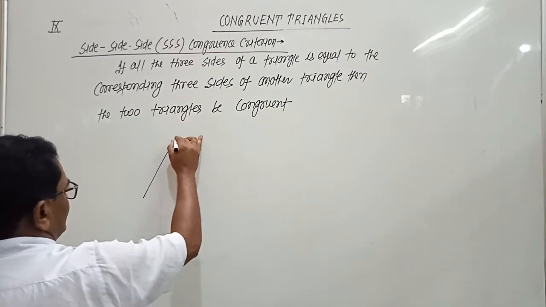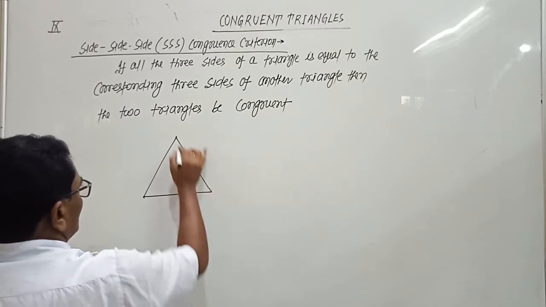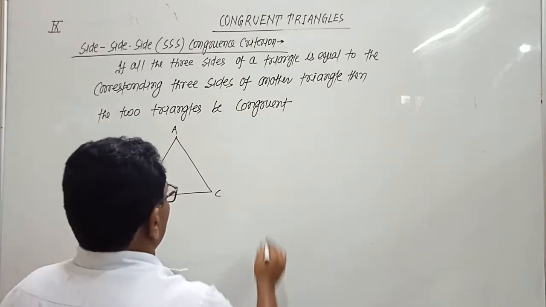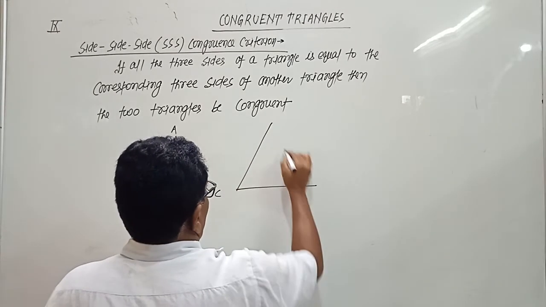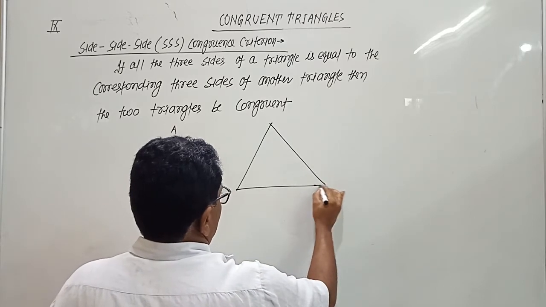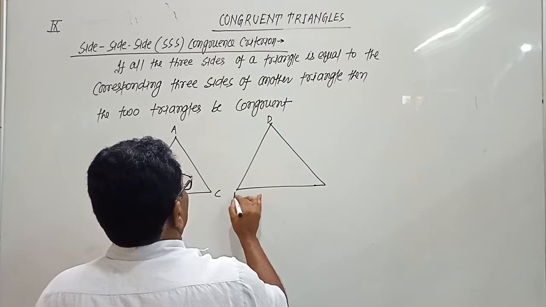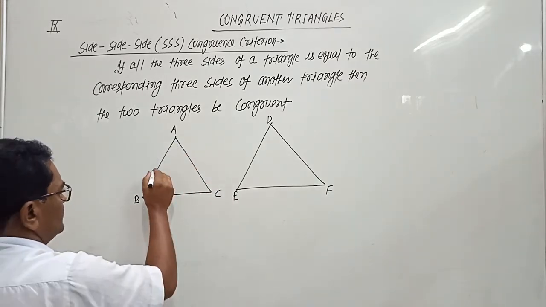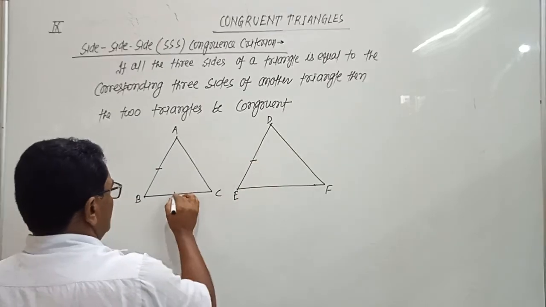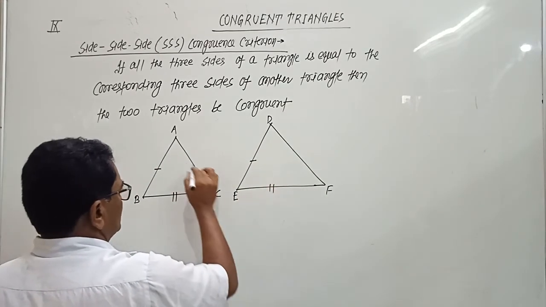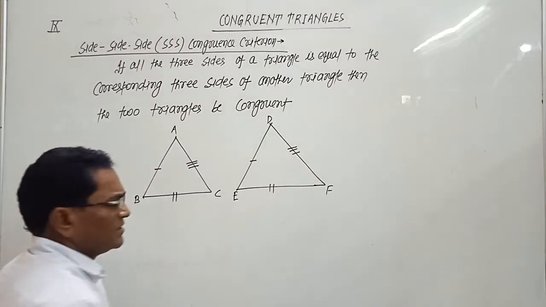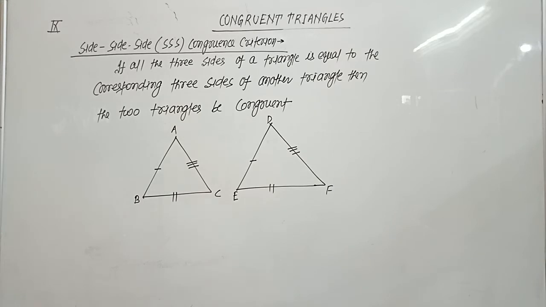Suppose there are two triangles, triangle ABC and another triangle DEF. In these two triangles, if side AB equals DE, side BC equals EF, and side AC equals DF, then the two triangles must be congruent.